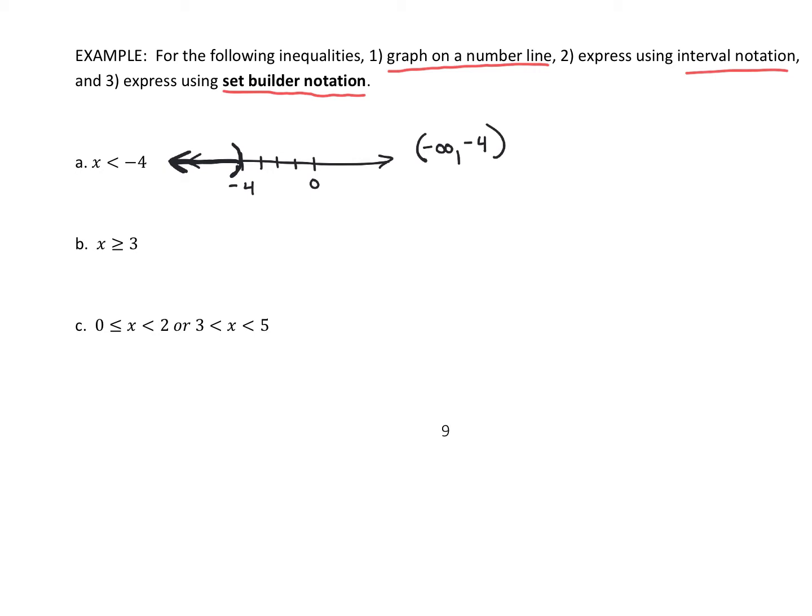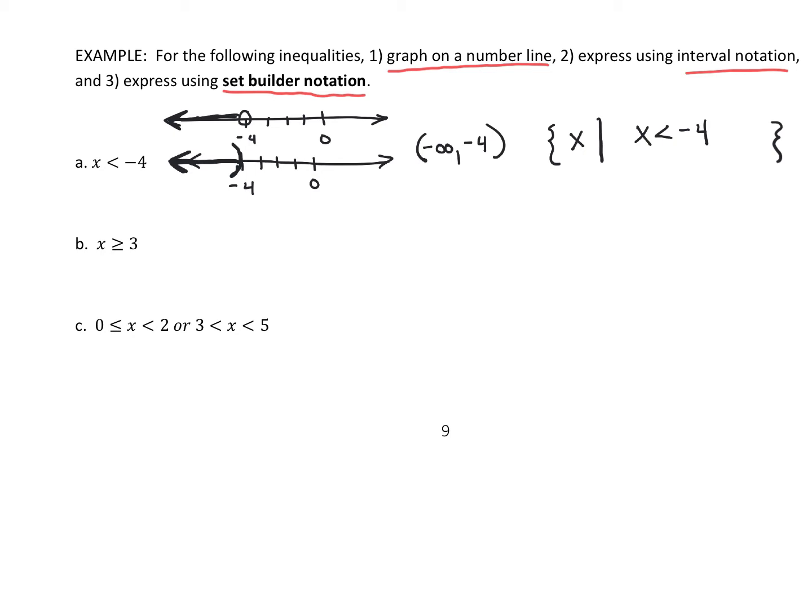Set builder notation is a set, so we put these curly brackets, and we say x, we put a bar that's read such that, x is less than negative 4. So we would read this, x such that x is less than negative 4. I should mention that in some textbooks on the graph, rather than using a parenthesis, they use an open circle. Shade it to the left. So you'll see me use either an open circle or a parenthesis.